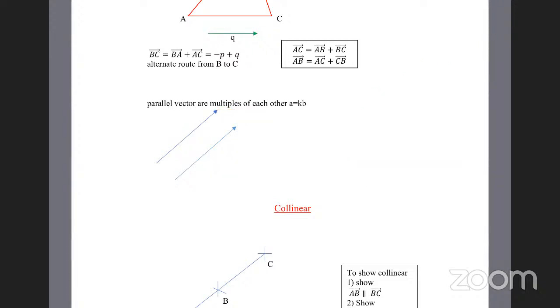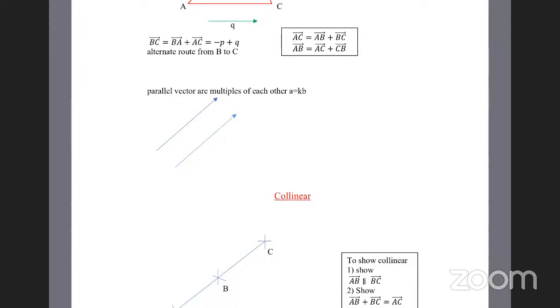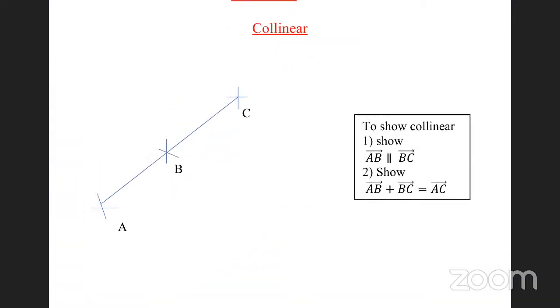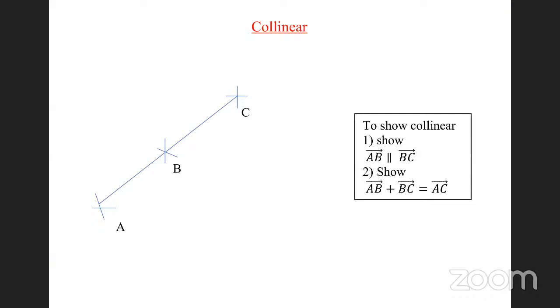And now for the hardest thing, collinear. Collinear basically means that we're trying to show that 3 points lie in a straight line. Okay? How do we show 3 points lie in a straight line? Well, first thing we need to do, find AB, find BC, and show it parallel. So we have to show that AB is parallel to BC. How are we doing that? Show that they are multiples of each other. That's okay?